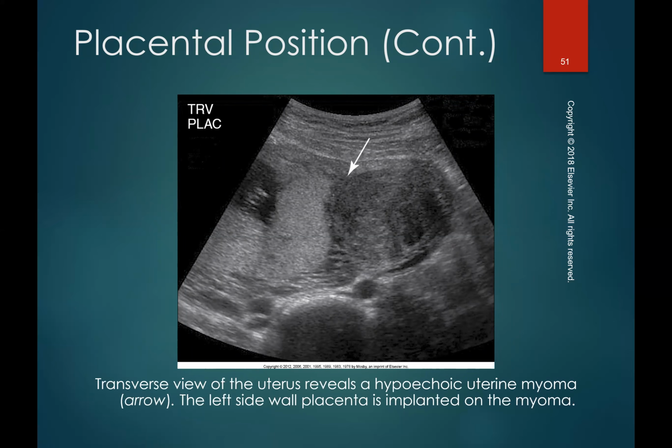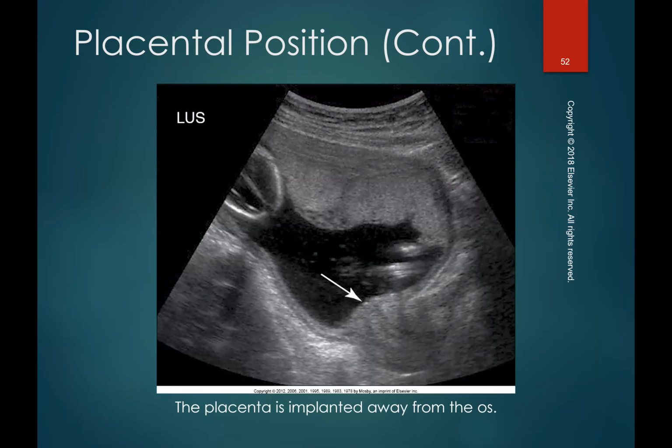Yes, you can still have fibroids while you're pregnant. This is a large fibroid that is adjacent to the uterus here. This is another image of the lower uterine segment. This is the placenta. The white arrow right here is the cervix. The placental edge is way far away from the cervix. So we can say that this is not a placenta previa.